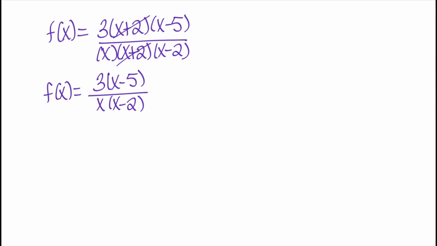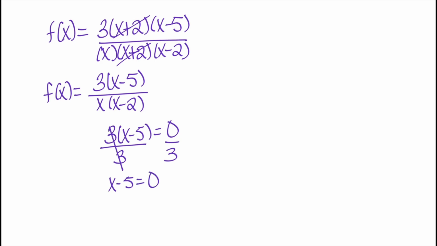So now we're going to take that numerator, that 3 times x minus 5, and we're going to set it equal to 0. Well, we can start off by dividing both sides by 3. And so we have x minus 5 equals 0. And then we can add 5 to both sides. So when we add 5 to both sides, we end up with x equals 5. So that means we have an x-intercept at (5, 0).